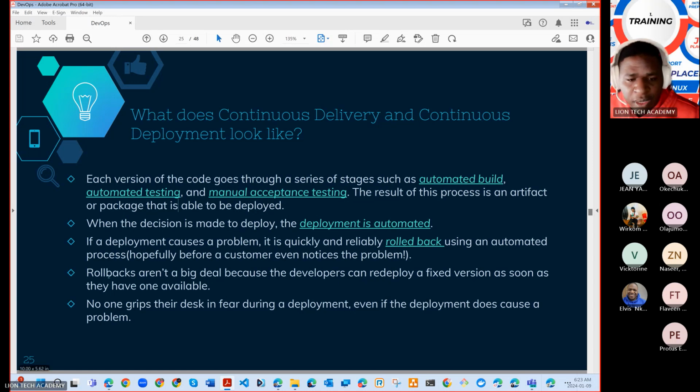So rollbacks aren't really a big deal because the developers can redeploy a fixed version as soon as they have one available. No one grips their desk in fear during a deployment, even if the deployment causes a problem, when we have the continuous deployment process in place. When we have that, nobody's afraid of anything. Why? Because we can easily roll back.